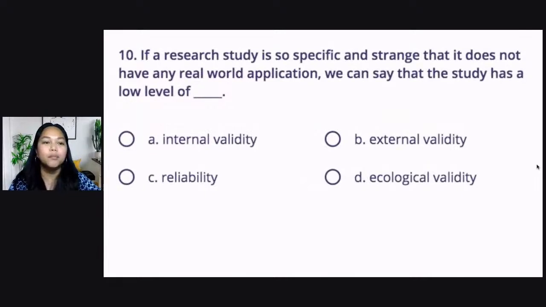We move on. Number 10, if a research study is so specific and strange that it does not have any real-world application, we can say that the study has a low level of letter A, internal validity, letter B, external validity, letter C, reliability, or letter D, ecological validity.